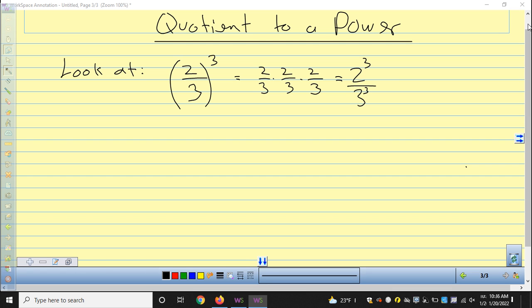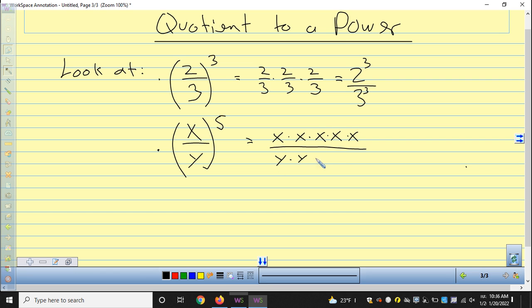And I think we can see what's going on there. Let's look at one more just to make sure. X over y to the 5th. Well, this is x times x times x times x times x over y times y times y times y times y. We're multiplying straight across. I have 5 x's multiplied together, so that's x to the 5th. I have 5 y's multiplied together, that's y to the 5th.